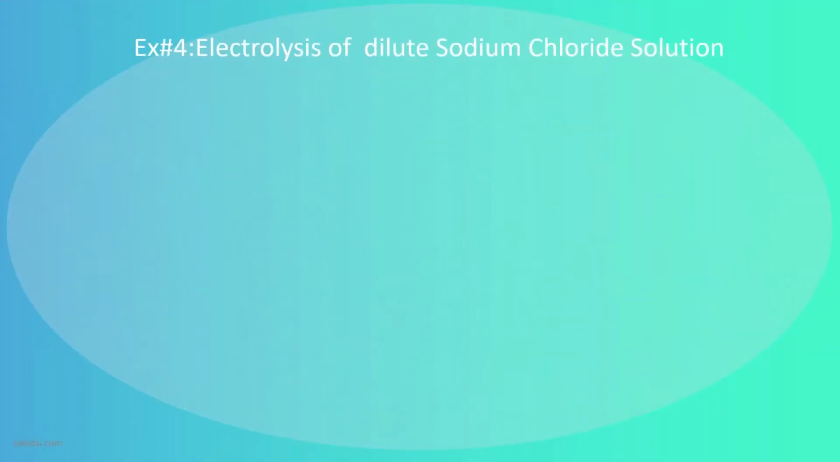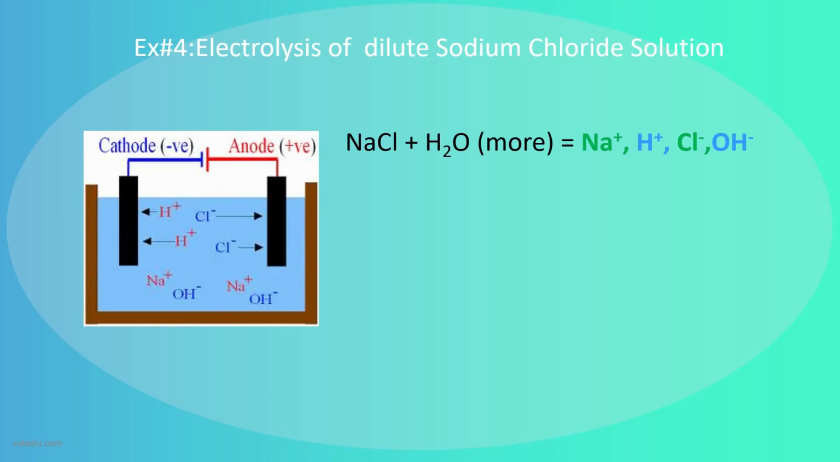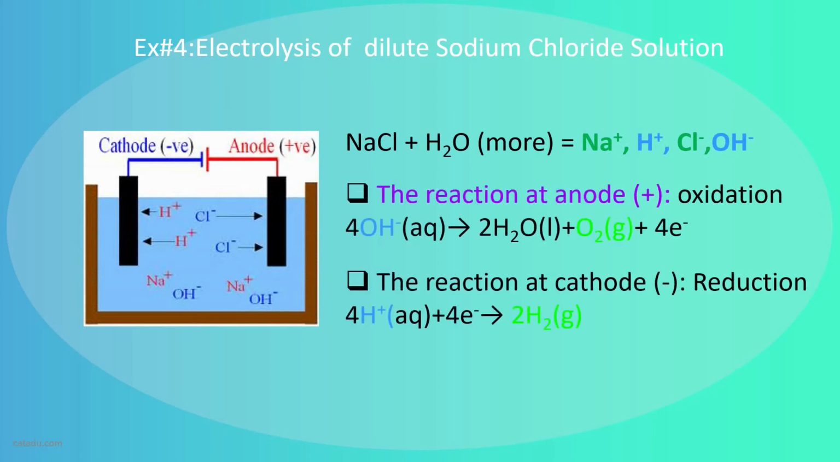Number 4. Electrolysis of dilute sodium chloride solution. The ions are sodium ion, hydrogen ion, chloride ion and OH minus ion. From the 2 cations, hydrogen ion will be discharged easily. From the 2 anions, OH minus and chloride, OH minus has the greater concentration since it is dilute. So it discharges and gives oxygen gas. So finally, sodium chloride will be concentrated.